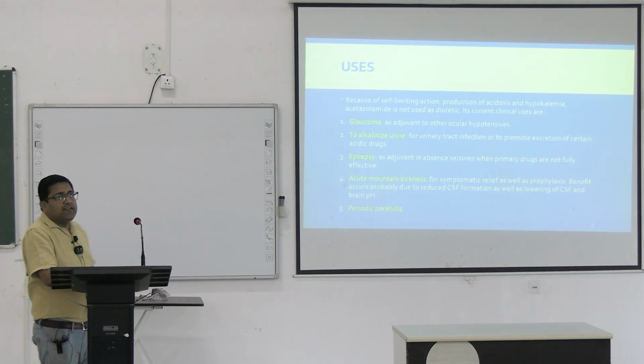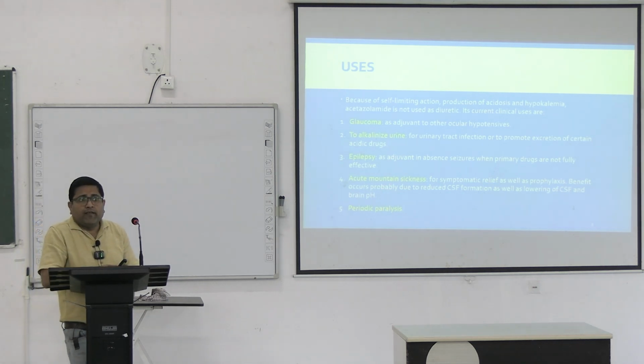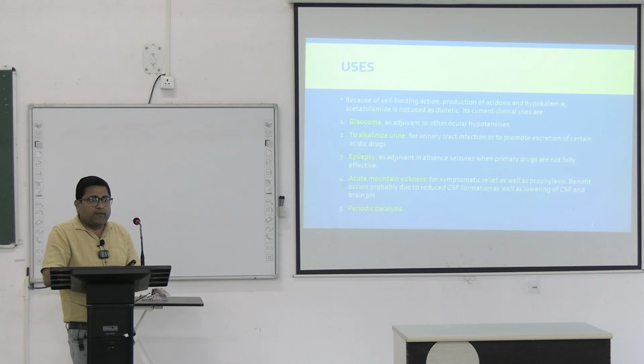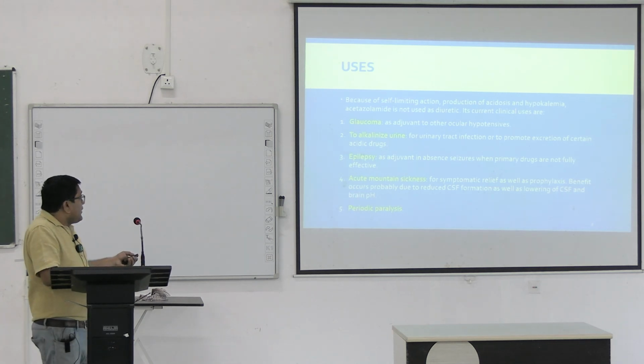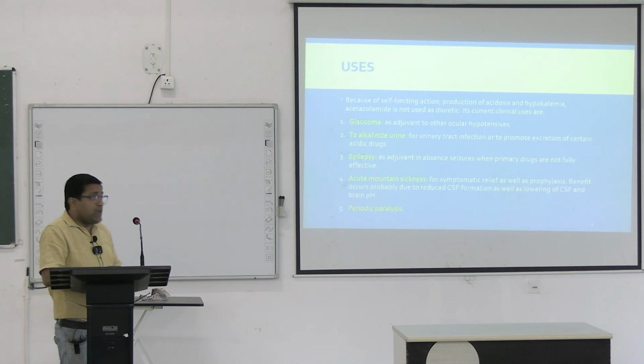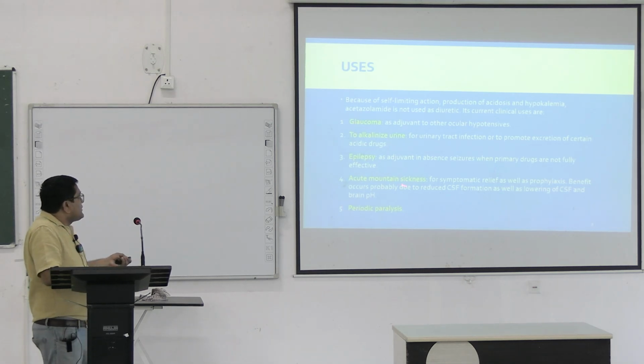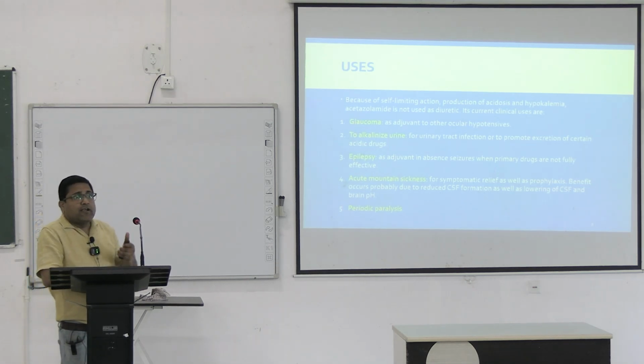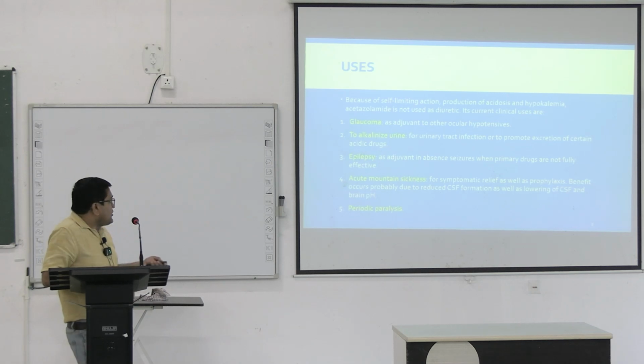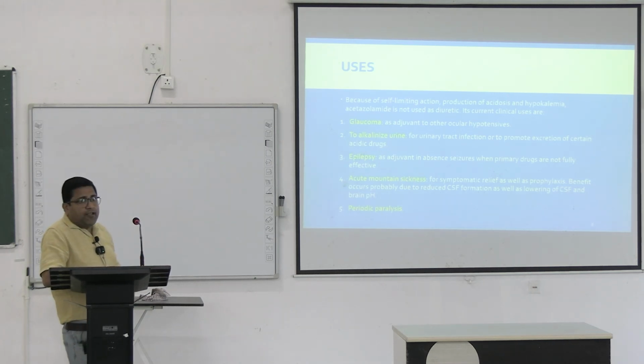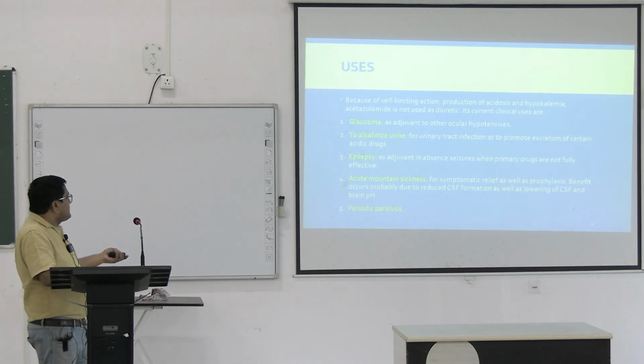Acute mountain sickness, meaning high altitude sickness, basically dizziness, headache, nausea, vomiting may occur. So it is a drug of choice for symptomatic relief as well as prophylaxis. Benefit occurs probably due to reduced cerebrospinal fluid formation as well as by decreasing the brain pH. It can also be used in periodic paralysis.